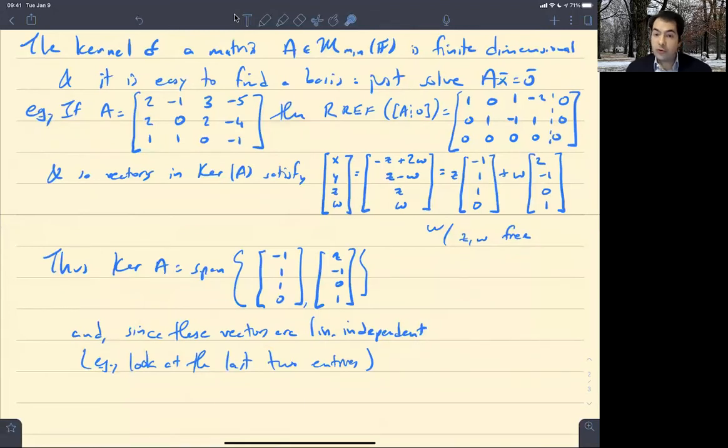Right? And this is always going to happen when you find the kernel using Gaussian elimination and our algorithm for finding solutions, because the free variables are always going to just have a 1 and then 0 for the other free variables, right? So just by looking at the rows corresponding to each of the free variables, you'll find that those vectors you wrote down are linearly independent. So our usual way of solving AX equal to 0 produces a basis for the null space of a matrix, right? So it's always easy to find a basis for the kernel of a matrix.